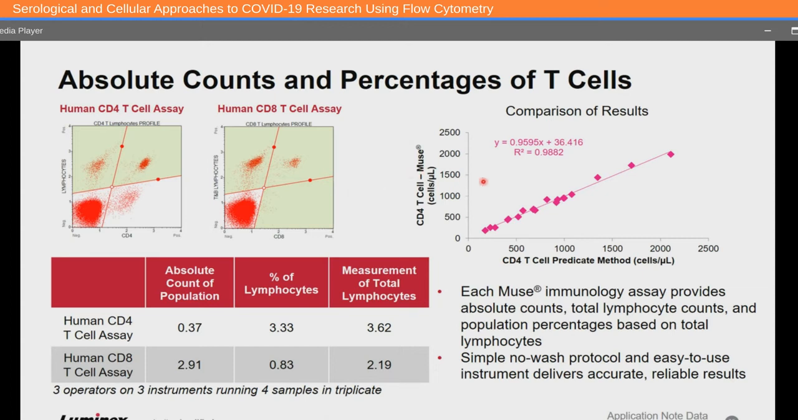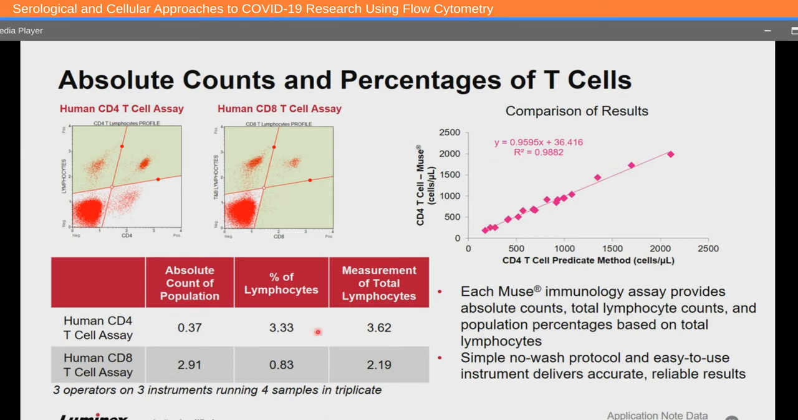On the right here, we show a comparison of the CD4 T cell absolute counts from Muse using microcapillary cytometry against higher-end flow platforms. And as we look at this figure, we see that across a wide range of measurements, we are seeing really nice correspondence of results.